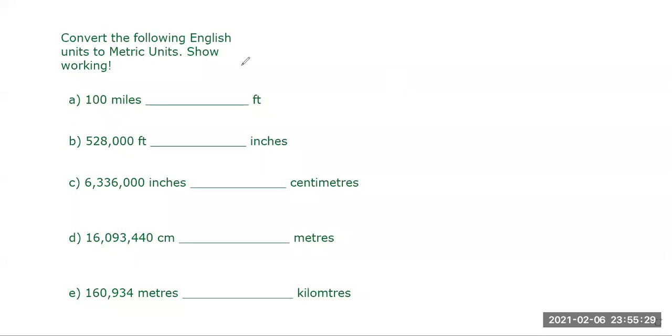Okay, so we want to convert the following English units to metric units, and we don't need to show our working. Now, the first part of this question is 100 miles into feet. Well, the ratio of feet to miles is basically 5280 feet corresponds to 1 mile.